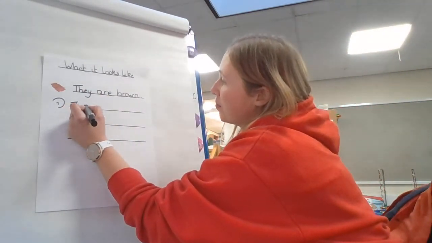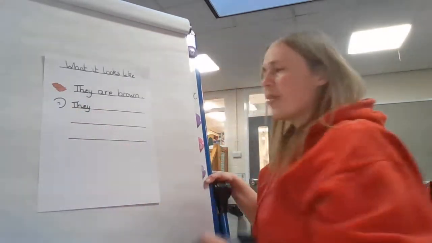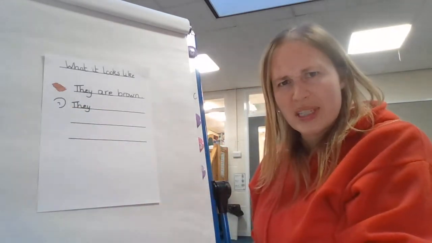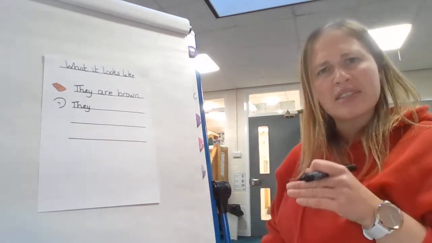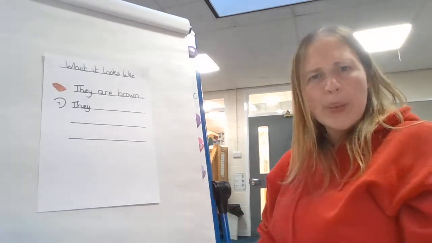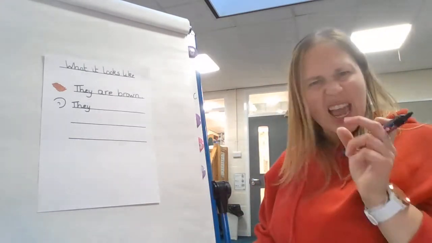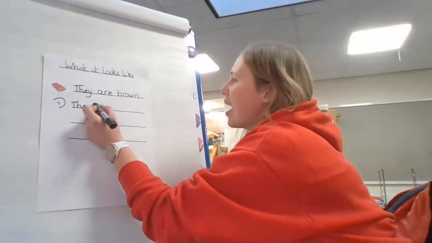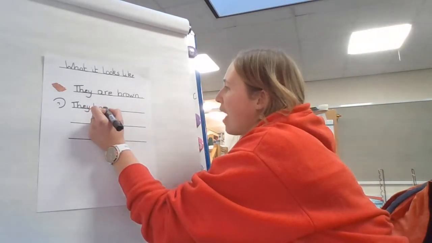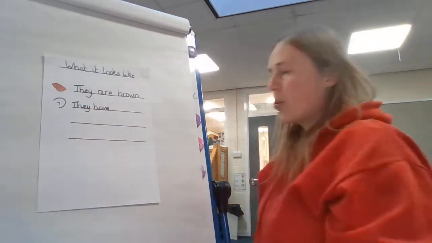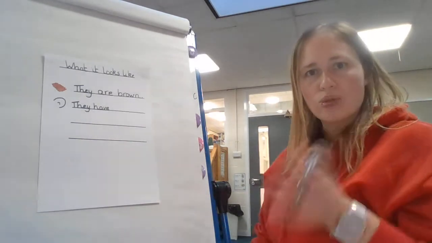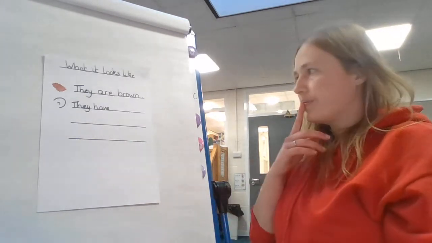They have. Now, have is another tricky word we've not looked at yet. It's nearly exactly how you sound it out. Have. But it's another word with that sneaky extra E on the end. They have, with an E on the end. They have round. Round.